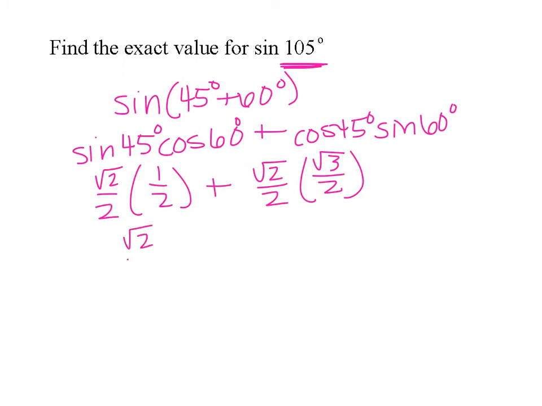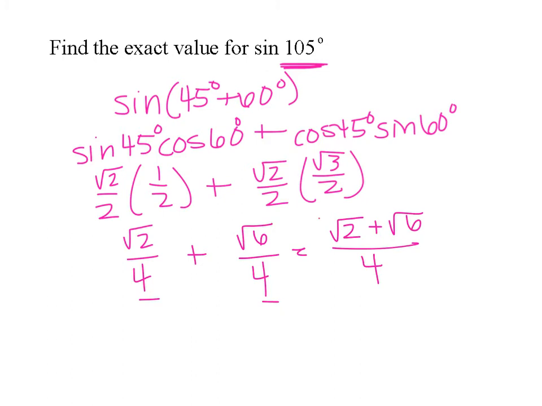So we have root 2 over 4. 2 times 2 is 4. Plus root 6 over 4. And since those have common denominators, we can combine that into one fraction. Root 2 plus root 6 over 4. And we will leave it exact. You don't have to worry about typing it into your calculator. Just leave it in radical form.